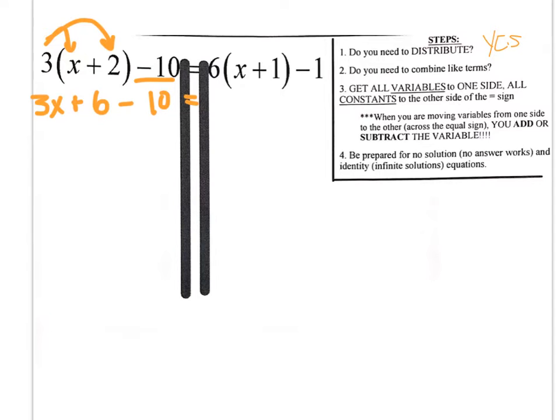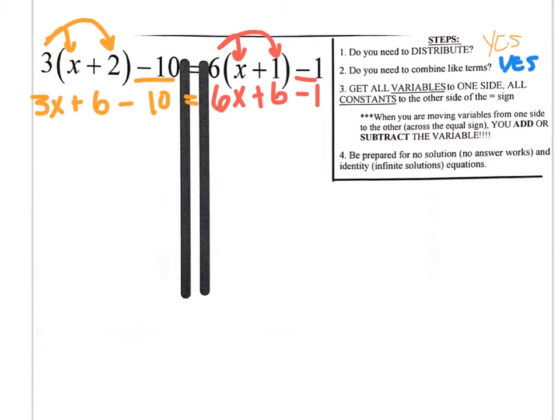Then let's take a look at the right-hand side. And you can see we're going to do 6 times x, 6x, 6 times a positive 1, which is a positive 6, and our negative 1 just comes down with it. Okay, so next, look at our step number 2. It says, do you need to combine like terms? And the answer is yes, we do.